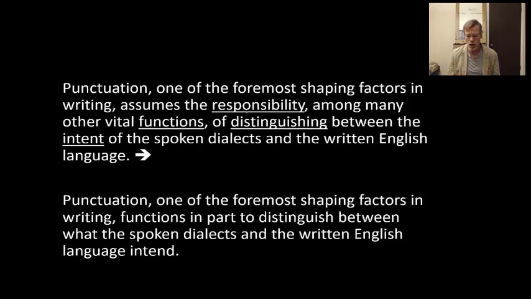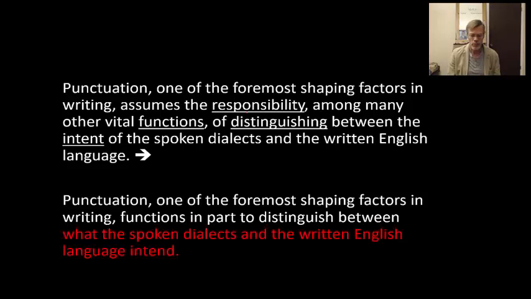I went through the process, I got rid of those, and turned it into this: "Punctuation, one of the foremost shaping factors in writing, functions in part to distinguish between what the spoken dialects and the written English language intend." I understand that sentence a little bit better, but I started thinking about it. "What the spoken dialects and the written English language intend." Huh? What does that even mean? How can a language or a dialect intend anything? It's the speakers that intend. It doesn't make any sense.